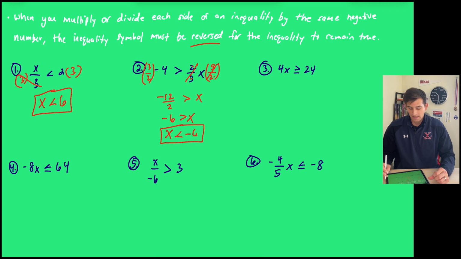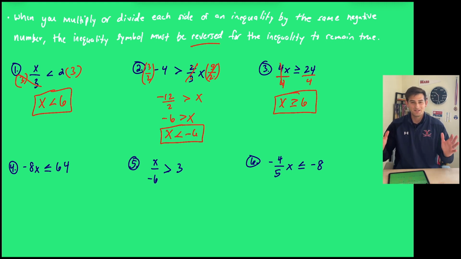Number 3, 4x is greater than or equal to 24. So we are multiplying by 4 here. So let's divide by 4 to cancel out that multiply by 4. So we get x is greater than or equal, and 24 divided by 4 would be 6. Okay, got a lot of 6's going on there. Unintentional, but in math sometimes it happens. All right, so on those first 3, we multiplied or divided by positives, right? Now let's multiply or divide by negatives.